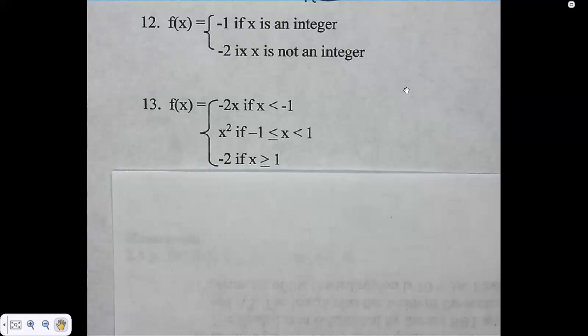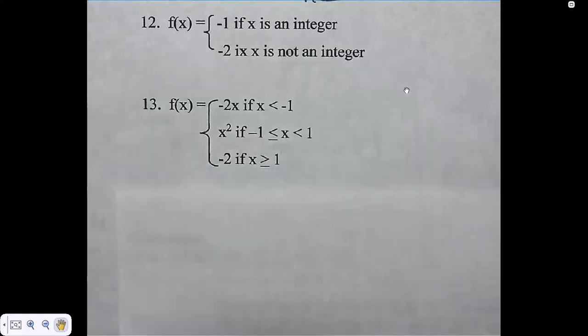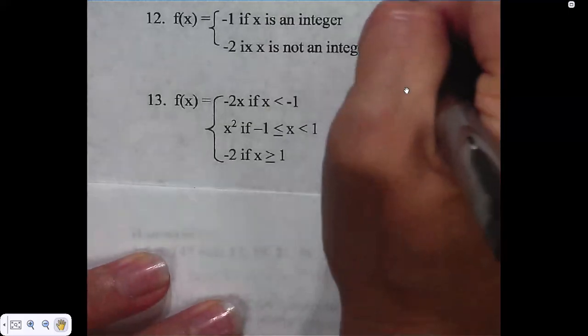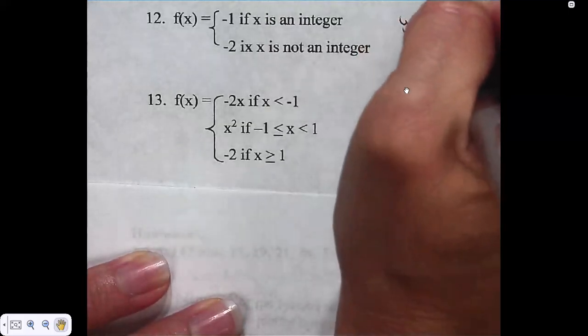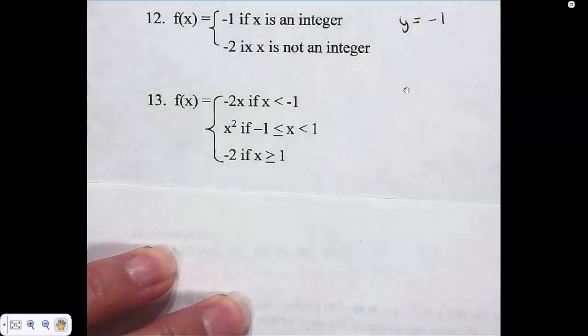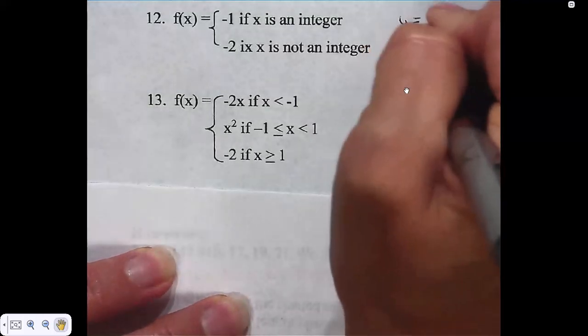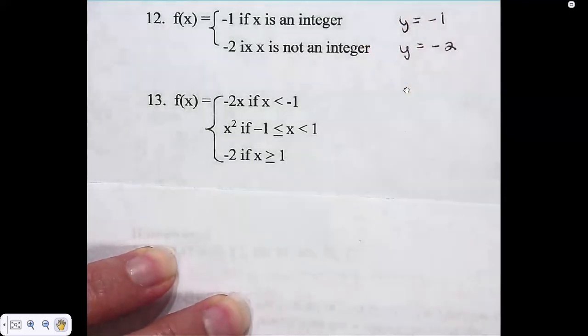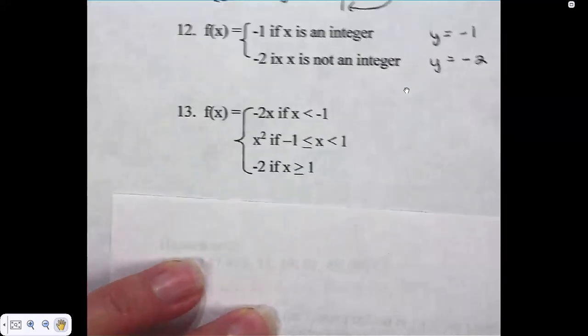Now, number 12 was kind of an interesting graph. F of x, what's interchangeable with f of x? Same thing as y. So y equals negative 1 if x is an integer. If it helps my brain, I can write it down that way. Y equals negative 1 if x is an integer. Y equals negative 2 if x is not an integer.